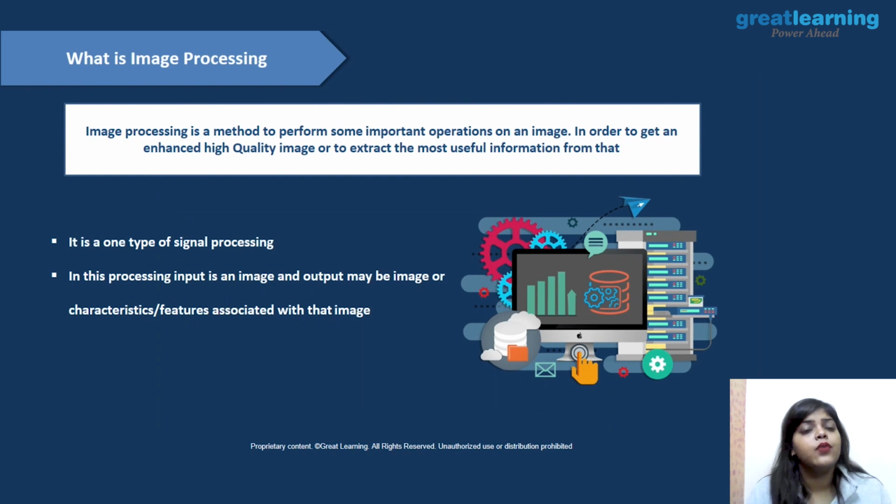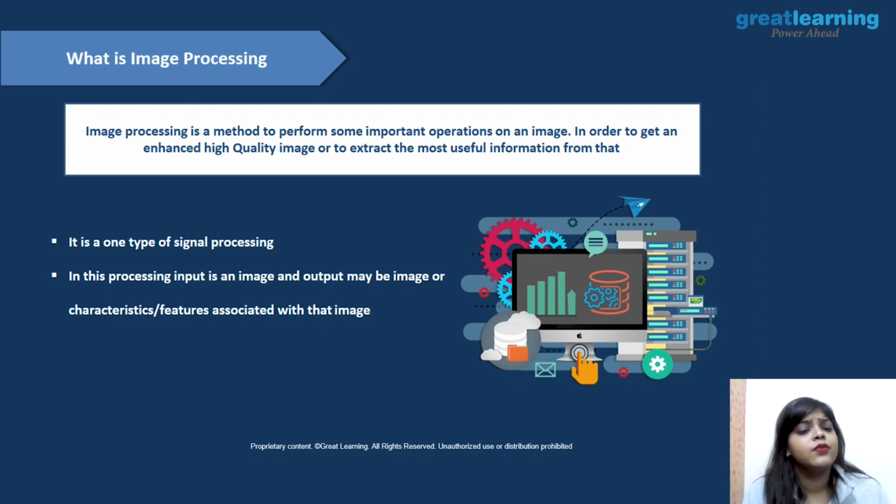So let's have a look at what is image processing. Image processing is a method to perform some important operations on an image in order to get an enhanced, high-quality image or to extract the most useful information from it. Basically, image processing is a method we perform on images. We use it to identify an image, or we try to make a caption out of an image.